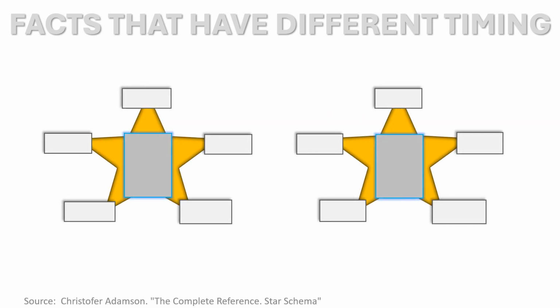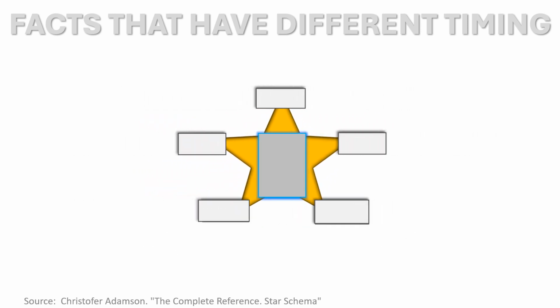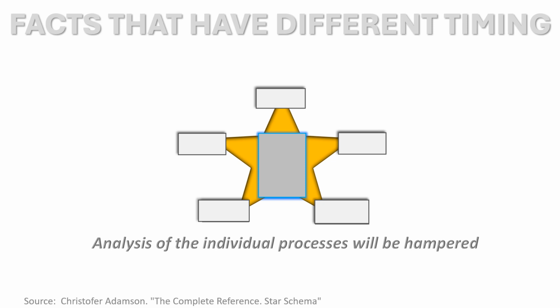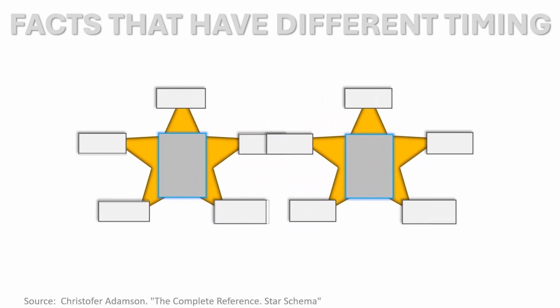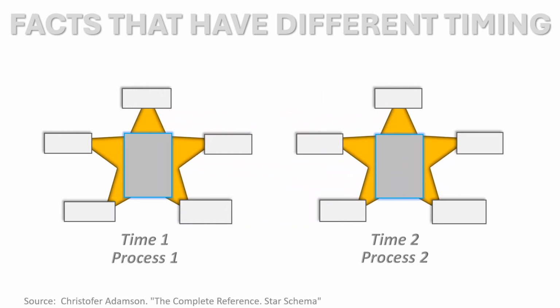When two or more facts describe events that do not take place at the same time, they describe different processes. If they are placed in a single fact table, analysis of the individual processes will be hampered. Placing them in separate fact tables allows each process to be studied more easily. To understand how this happens, let's see an example.